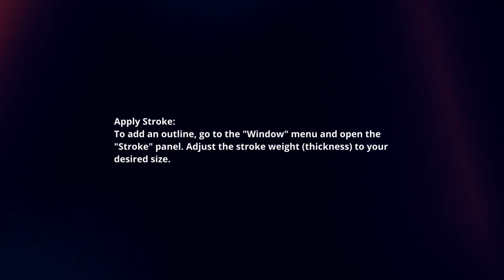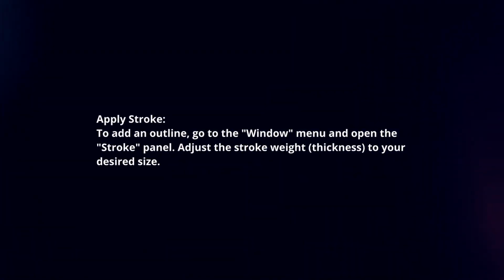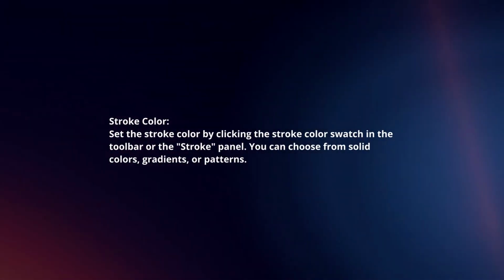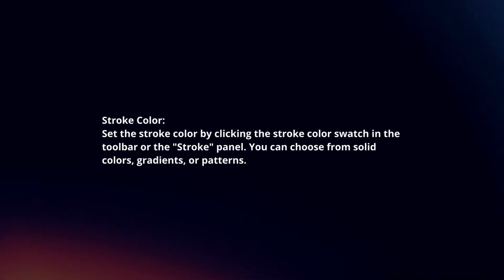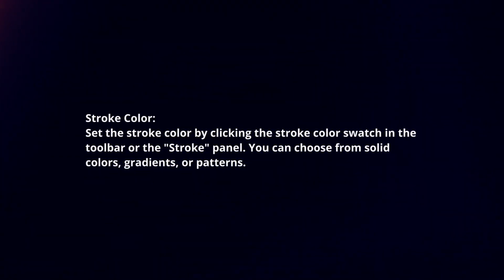Apply stroke. To add an outline, go to the Window menu and open the Stroke panel. Adjust the stroke weight to your desired size. Stroke color. Set the stroke color by clicking the stroke color swatch in the toolbar or the Stroke panel. You can choose from solid colors, gradients, or patterns.